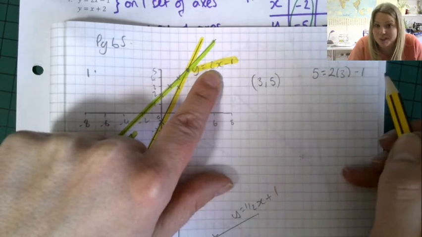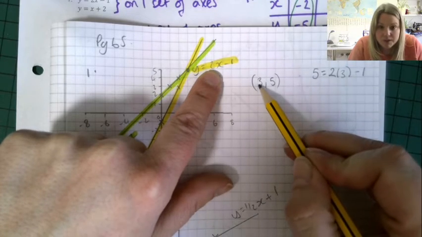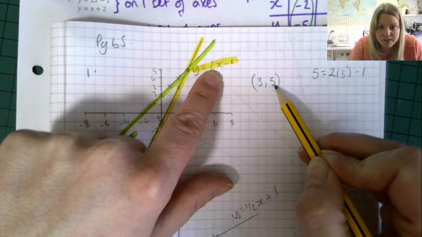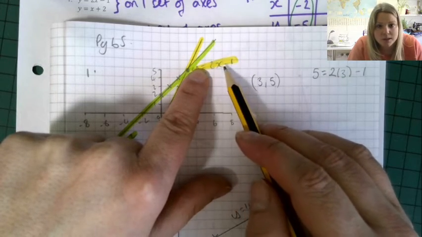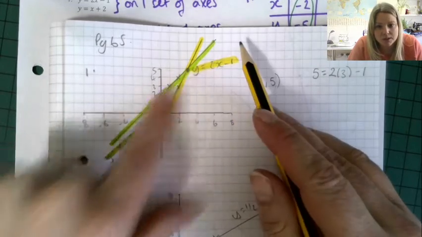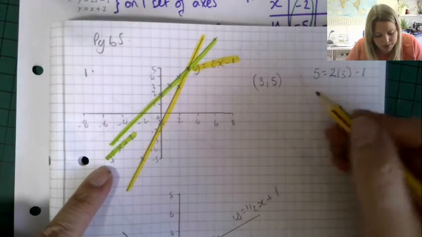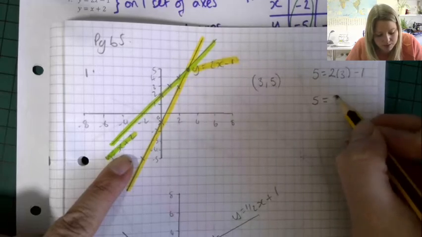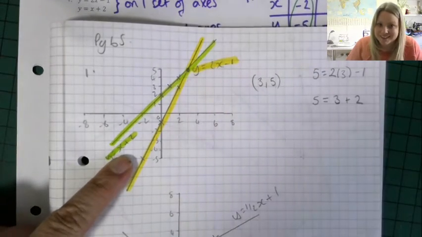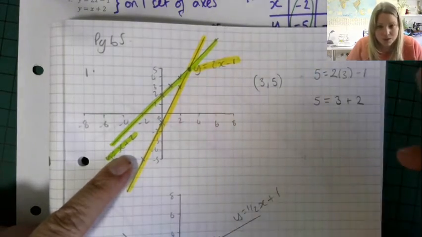5 equals 6 minus 1. So an x value of 3 and a y value of 5 satisfies this equation. By that we just mean it works, like the equation works whenever these values are put into it. Let's try it with this one. So this one was y equals x plus 2. So y is 5 equals x, which is 3, plus 2. Yes, it works. Okay, so that's all it means.